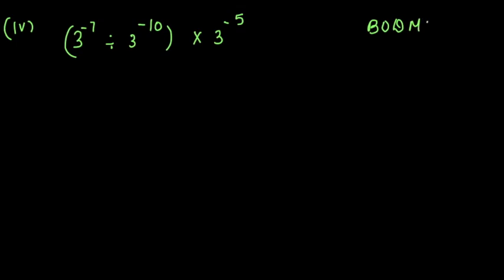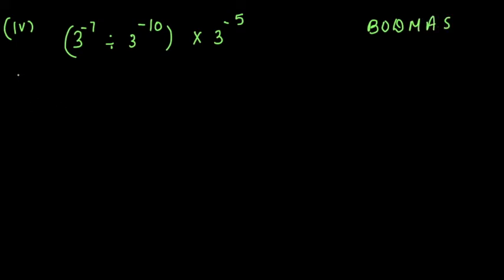Let's see part 4 of this question, which is 3 raised to the power minus 7 divided by 3 raised to the power minus 10, then bracket close, and then you have 3 raised to the power minus 5. Now here if you see, the bases are same but the powers are different. And as per the BODMAS rule, the first thing we will focus on is the bracket. We will first solve the bracket.